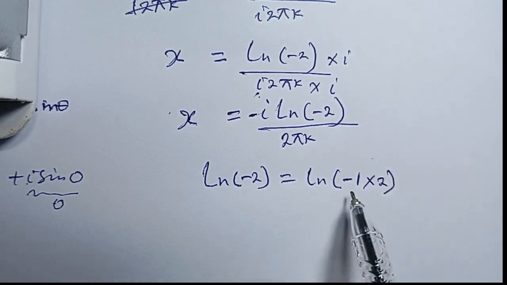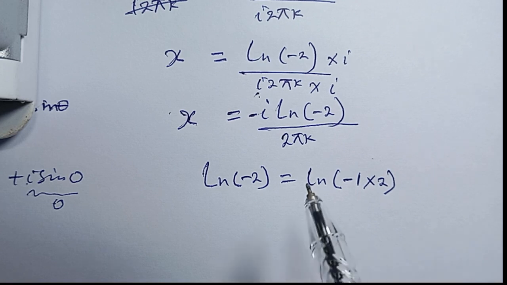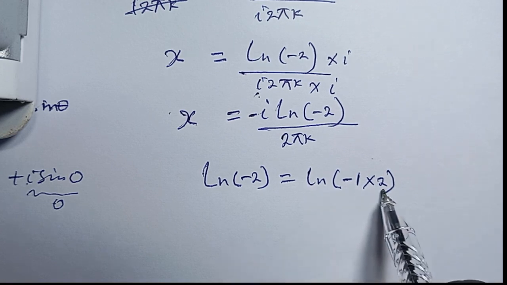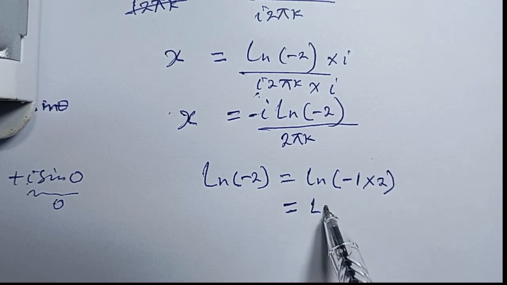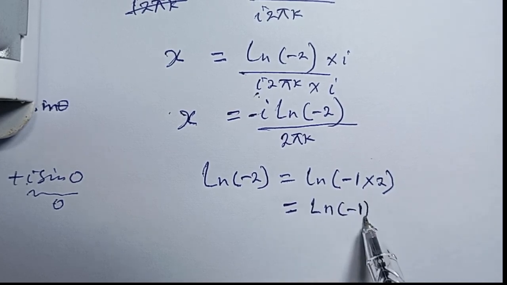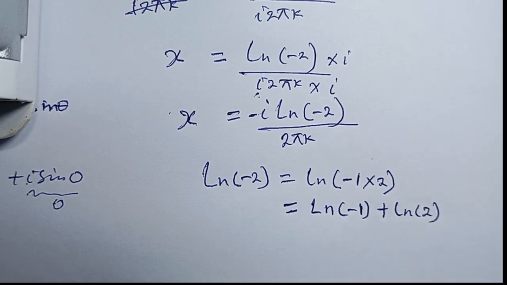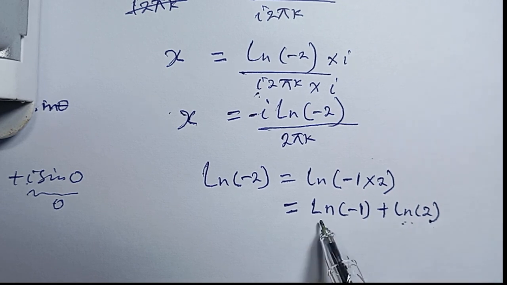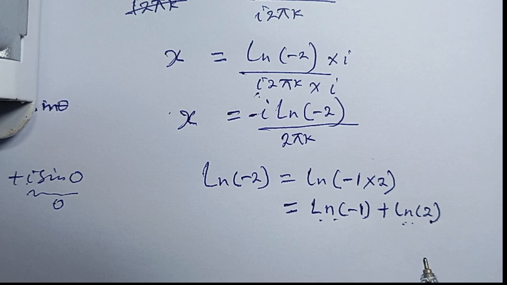At this point I am going to apply the rule of natural log, where if you have a multiplication you can expand it by summing the terms. So I have the natural log of negative 1 plus the natural log of 2. You can see this natural log of 2 is going to give you a real number, but the natural log of negative 1 does not exist.